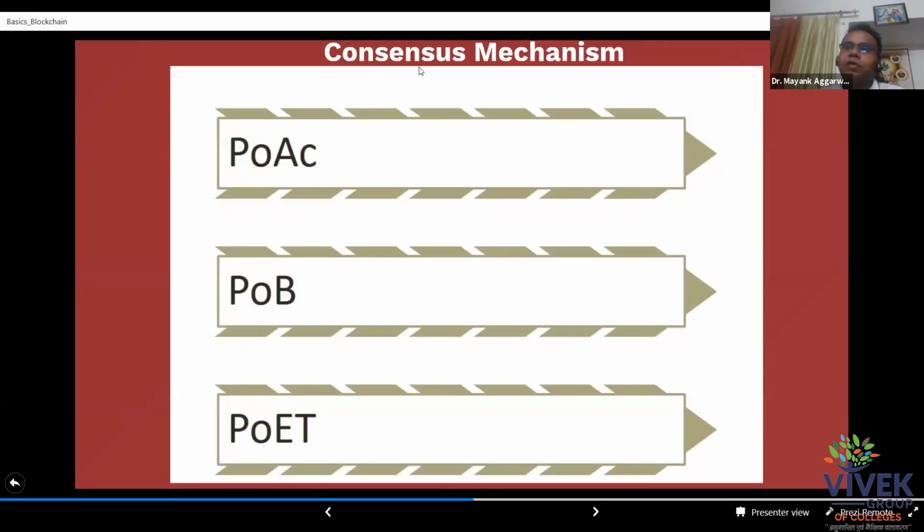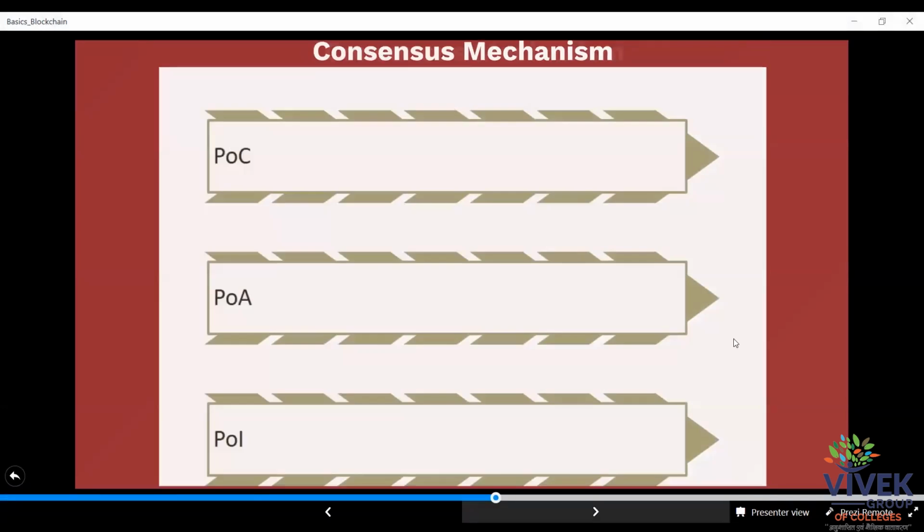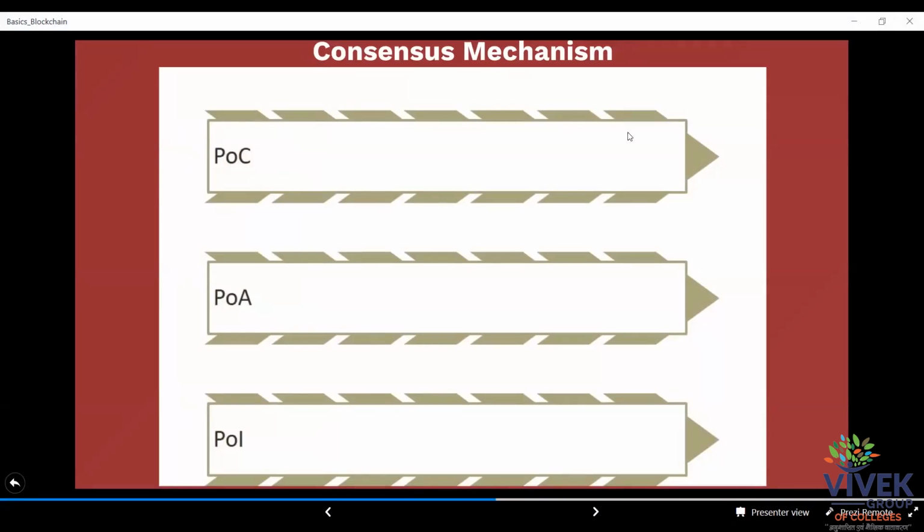But what is a consensus mechanism? A consensus mechanism is an algorithm which allows your block to join into the chain.